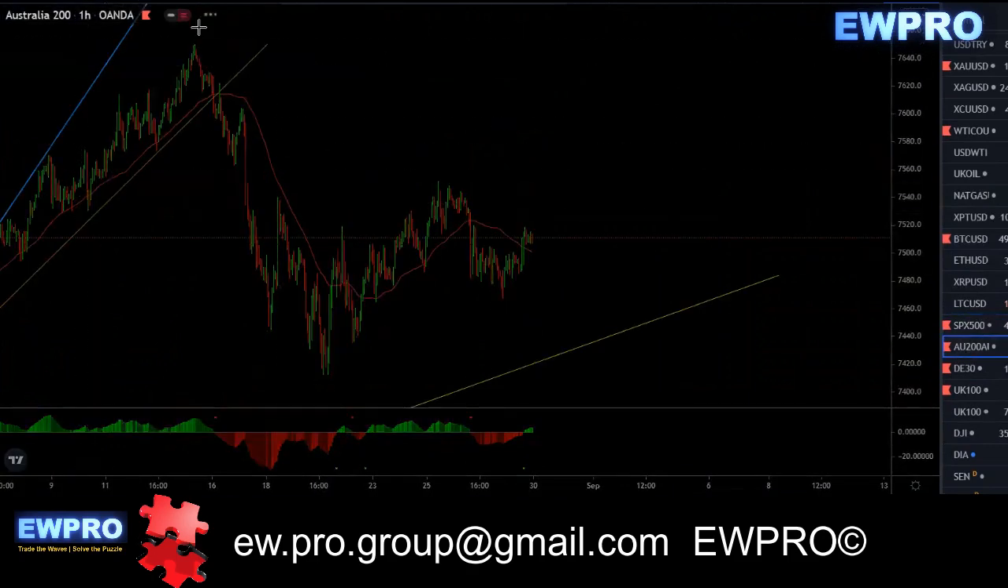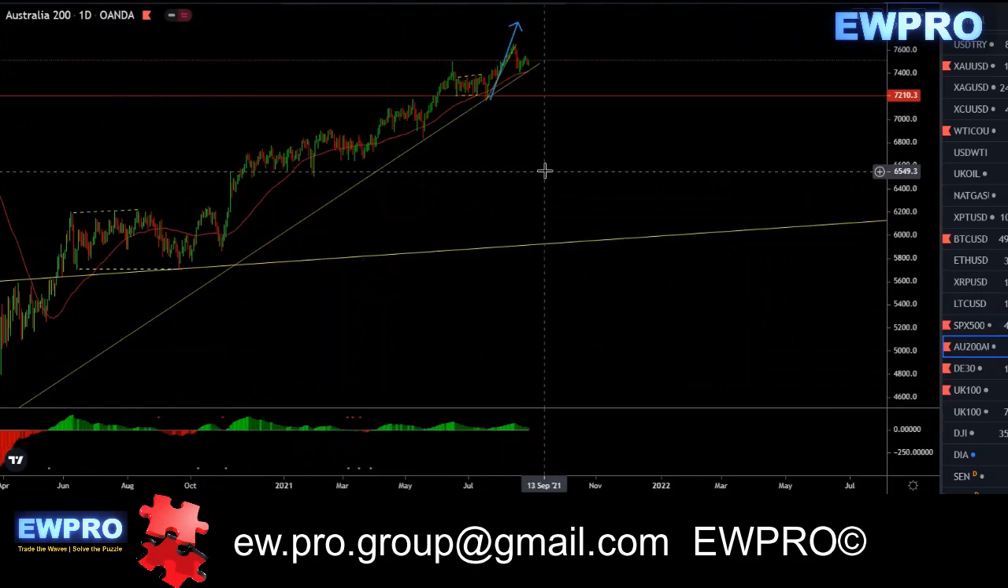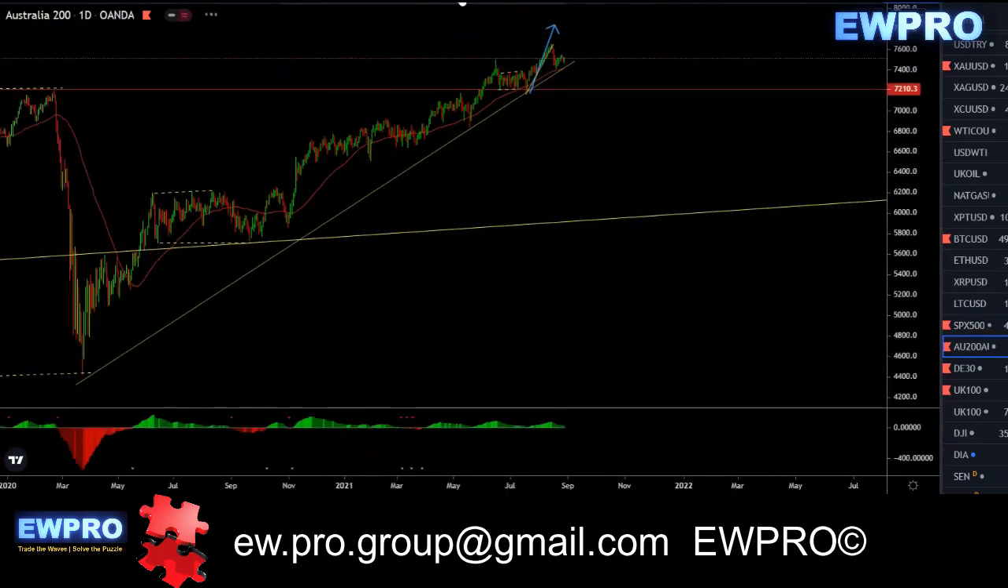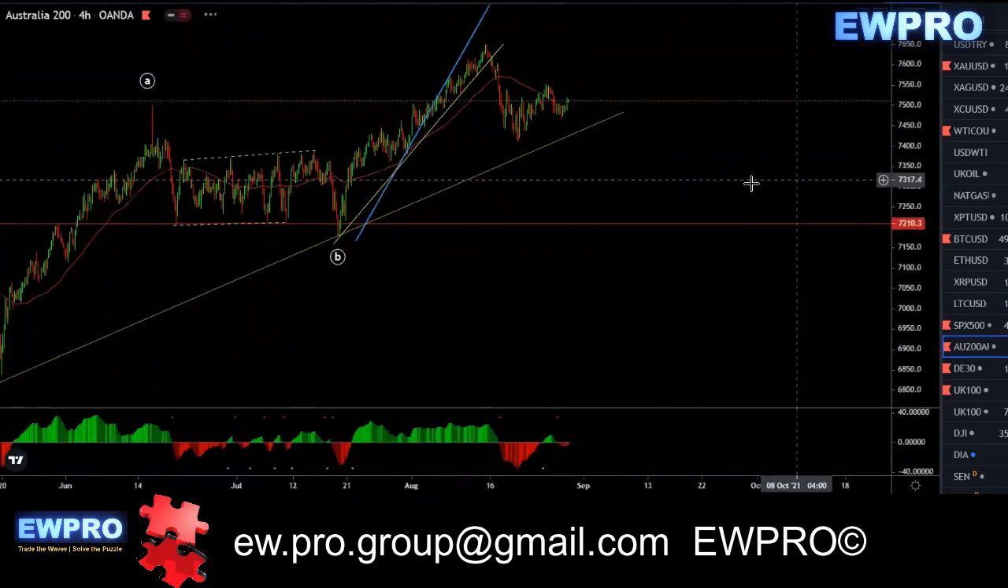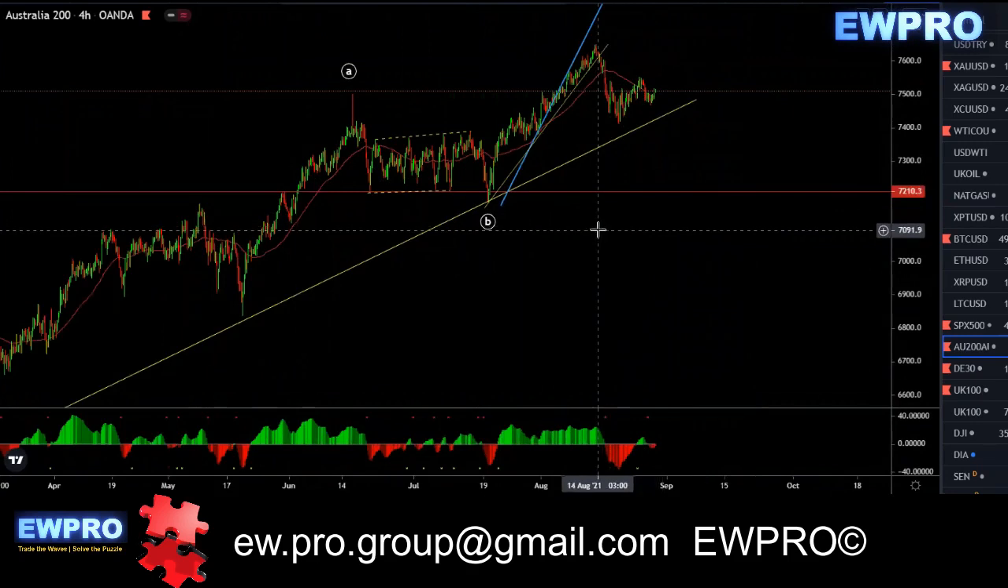AU 200. It's on the daily. We got all this bearish divergence. It's only a matter of time before this falls over and gives a larger daily correction.